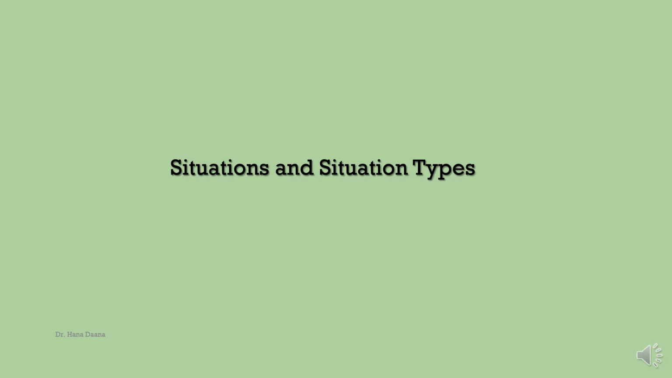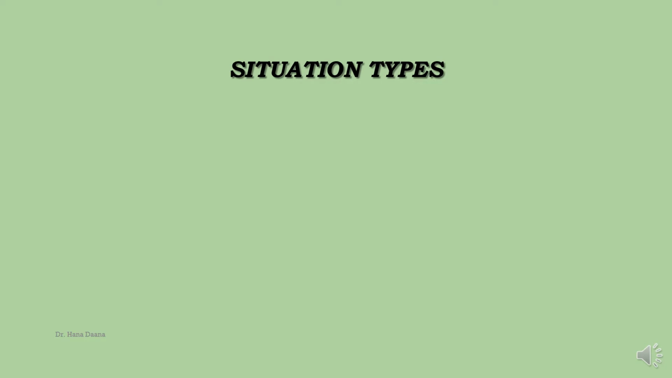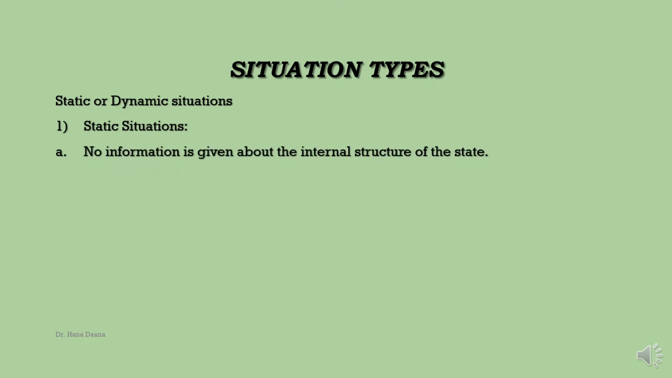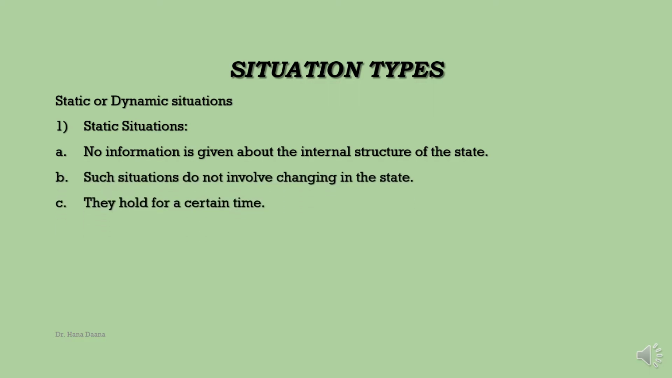In this video, I'll be discussing a new semantic issue: situations and situation types. Speakers usually choose to describe a situation as a static situation or as a dynamic one. To start with, when speakers choose to describe a situation as a static one, they don't give information about the internal structure of the state. The situation does not involve changing, and it holds for a certain time which is unspecified.